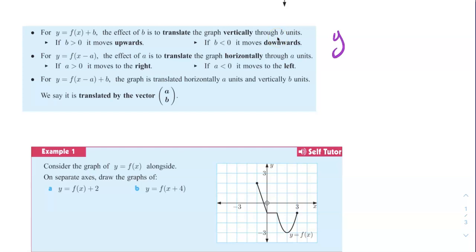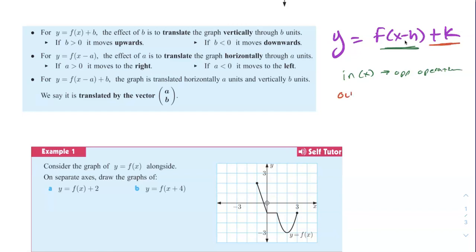If I give you a function that looks like this, remember this could be any function, it could have absolute value, x squared, x cubed, anything. The stuff on the inside affects the x values, and you want to do the opposite operation. The stuff on the outside affects the y values, and you want to follow what it says.